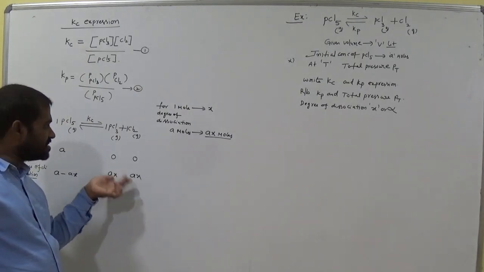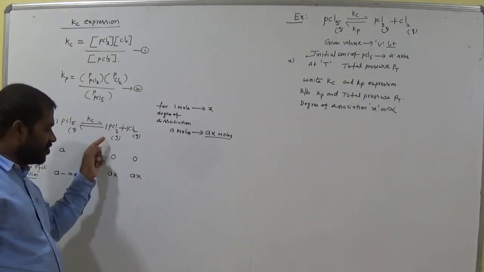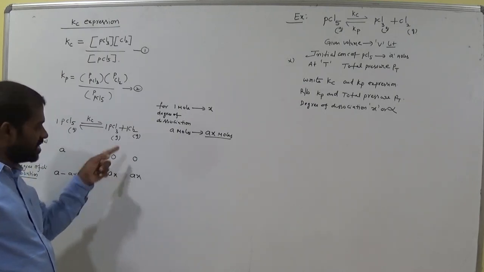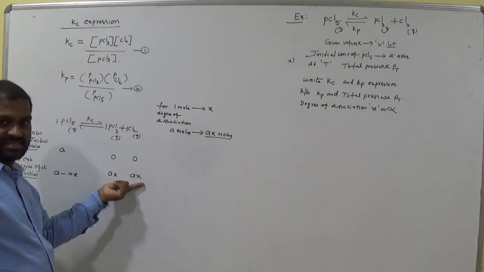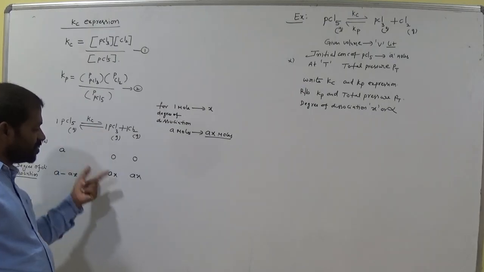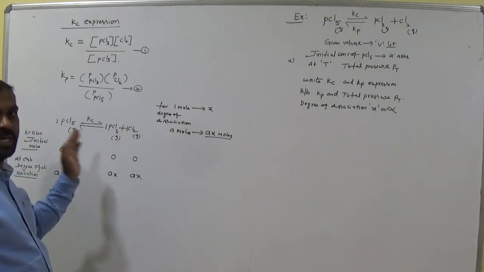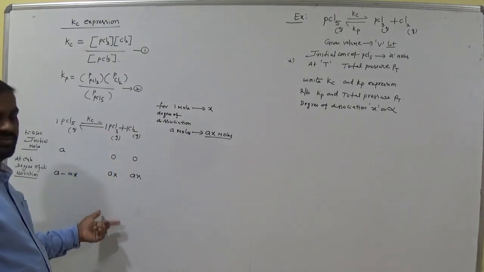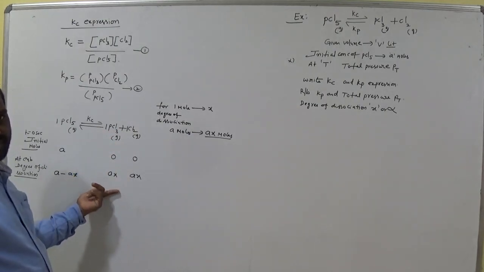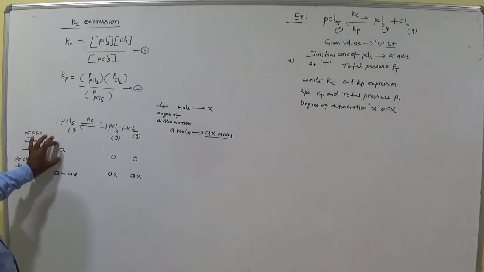Converted. That means here how many moles we have? 1 mole. Now 1 into Ax becomes Ax. Suppose here it is 2 into Ax, or suppose it is 2 into X. Remember this: you have to multiply the stoichiometric coefficients with the degree of dissociation. Is it clear?